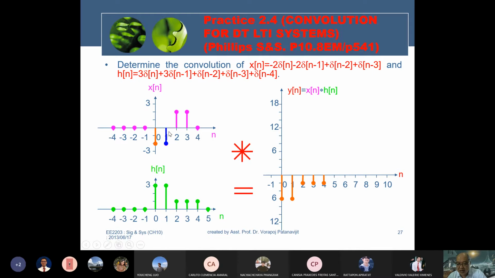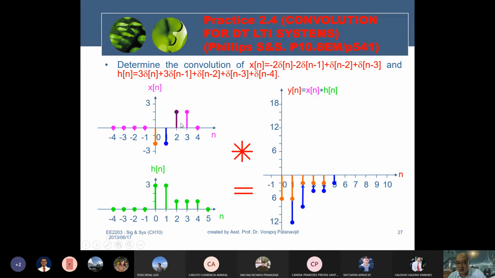The next one is the blue. The magnitude of the result is the same as the first case: minus 2 multiplied by 3 gives you minus 6, minus 6, minus 2, and minus 2. But the location will be shifted to the right of the green by 1 position. Therefore, the first impulse is at position 1.